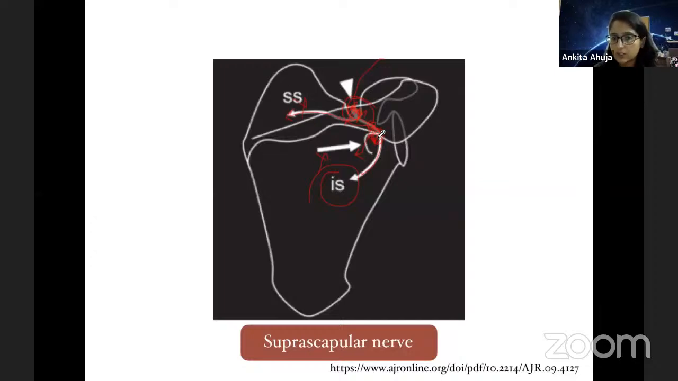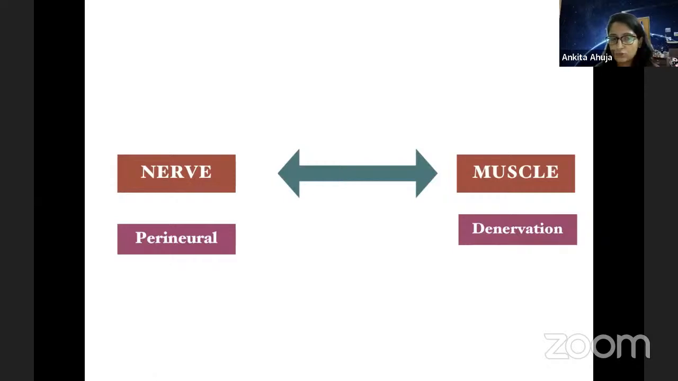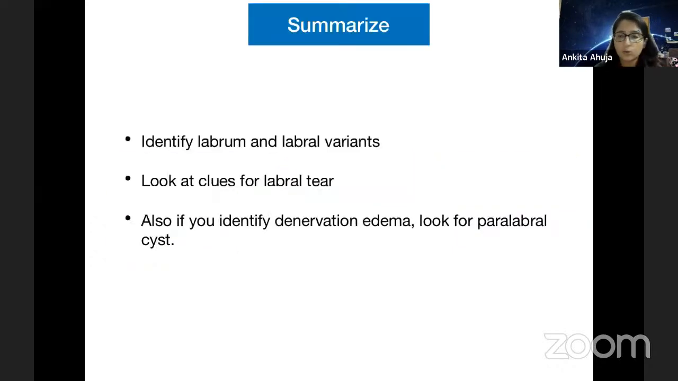However, if the pathology is only at the spinoglenoid notch level, you see abnormality only in the infraspinatus muscle. So just to sum up this case, you should always look bidirectionally. If you find a pathology in the muscle, go back and look at any compression of the neurovascular bundle, and vice versa.